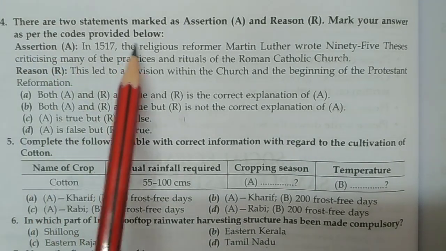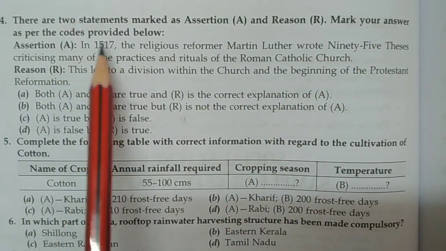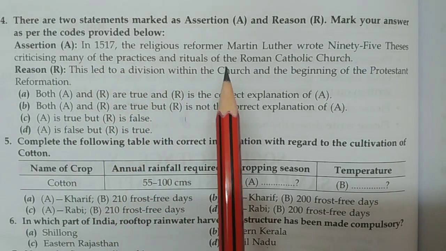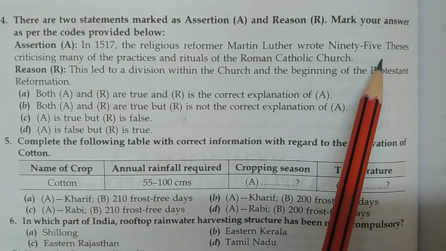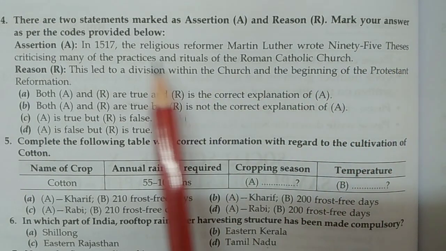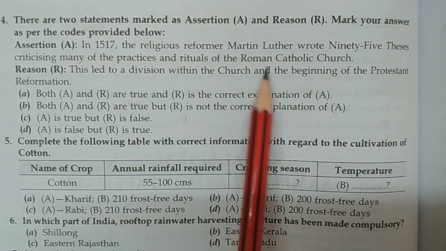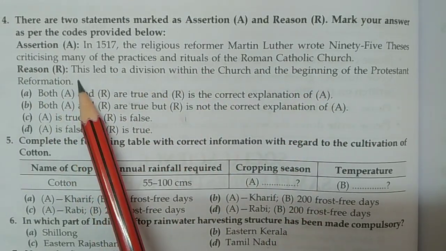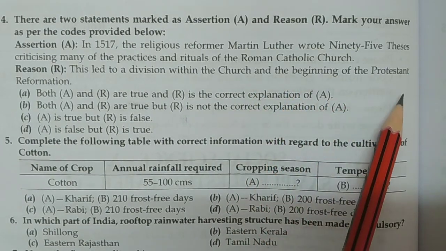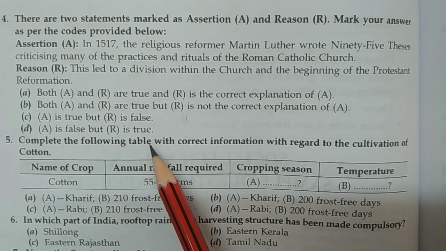Let's start with question number 4. There are 2 statements marked as Assertion A and Reason R. Mark your answer as per the codes provided below. Assertion A: In 1517, the religious reformer Martin Luther wrote 95 theses criticizing many of the practices and rituals of the Roman Catholic Church. Reason R: This led to the division within the church and the beginning of the Protestant Reformation. So you have these 4 options, and you can easily complete your answer properly.